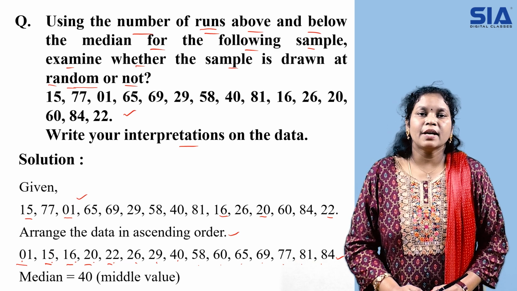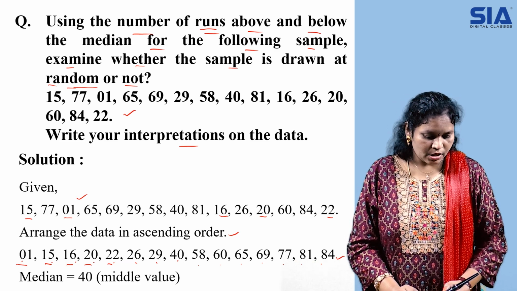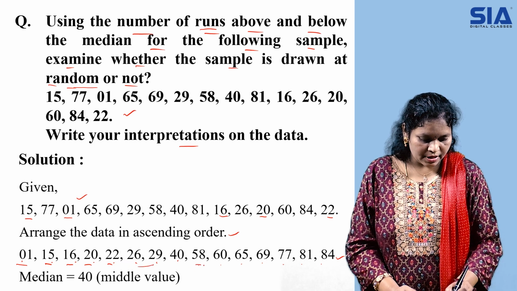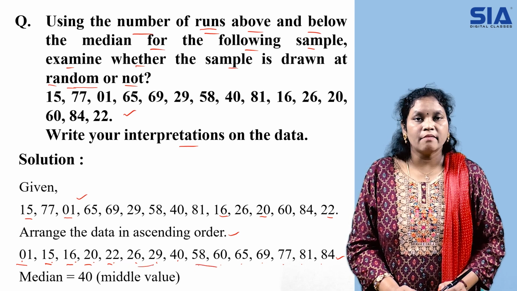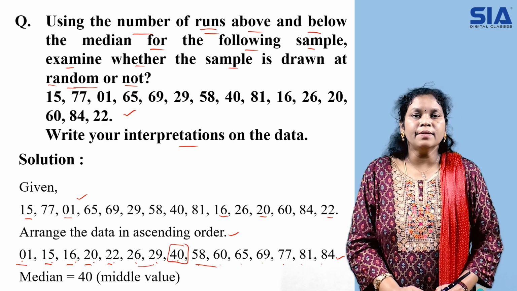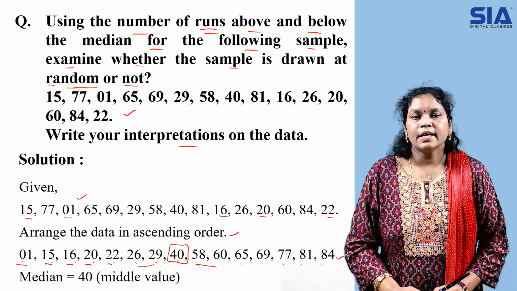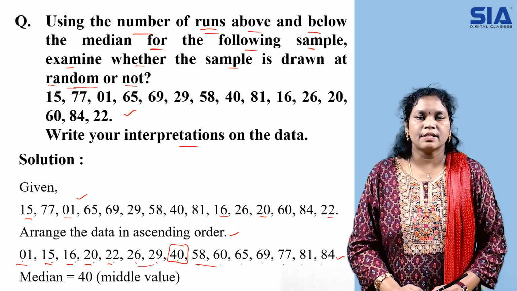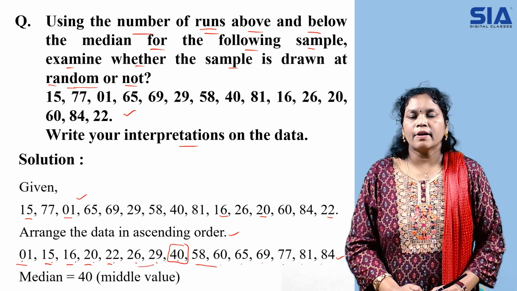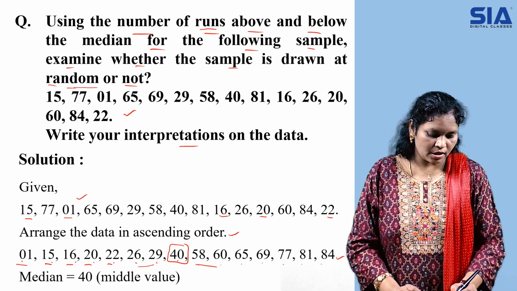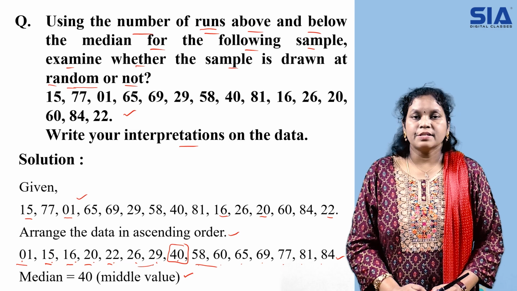So exactly we can divide the data in half: 7 on this side up to here, and 7 on this side up to here. Check, the middle value I've got is exactly 40. Because it is odd-sized data, we get an exact middle value. If it is even-sized data, take the average of the middle two values: add them and divide by 2, and you'll get the median. So I have found the median here, 40, the middle value I have considered.